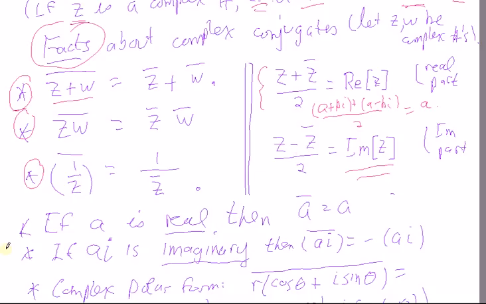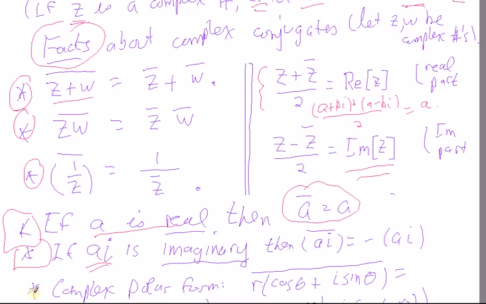Two more important facts here. If a is real, then a is equal to its complex conjugate. All right, because you know the complex conjugate is going to be a minus bi, but b is 0, so you just have a. On the other hand, if ai is imaginary, then the complex conjugate of ai is equal to minus ai. Okay, so the complex conjugate of a pure imaginary number is the negative of that number.